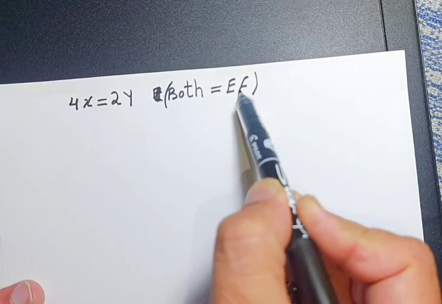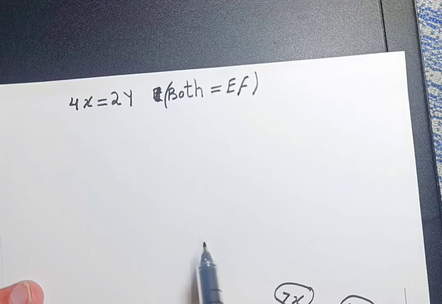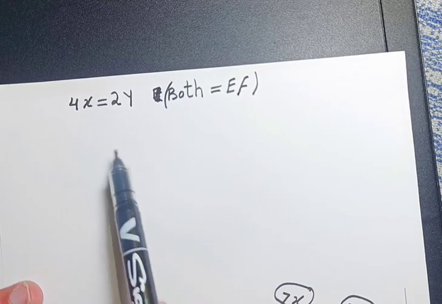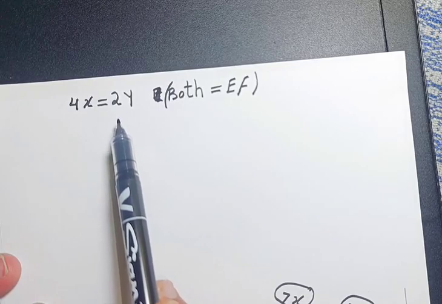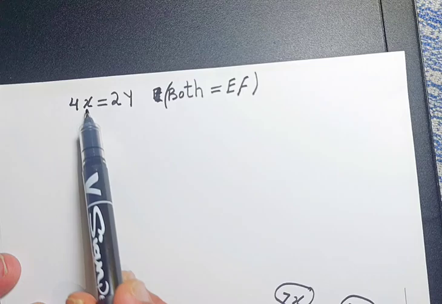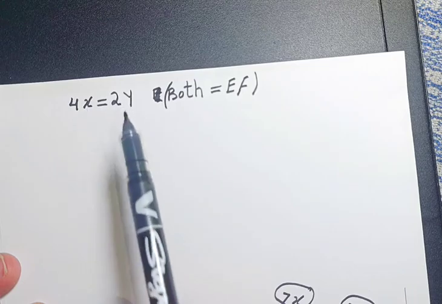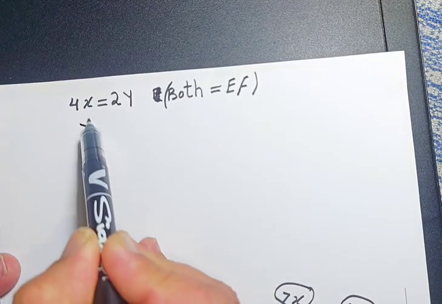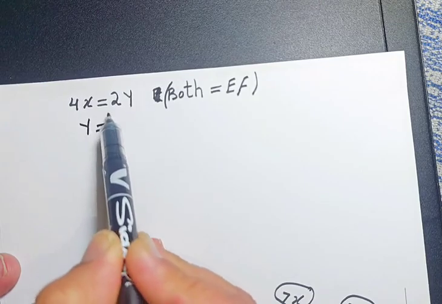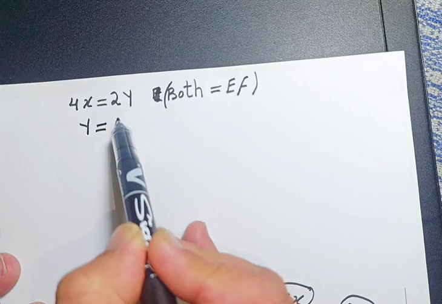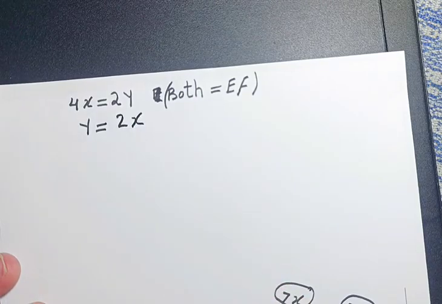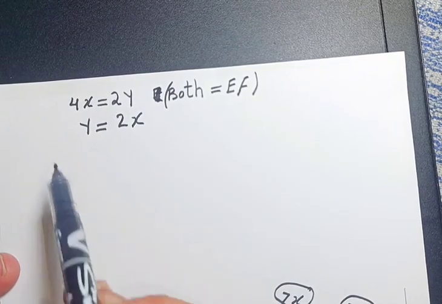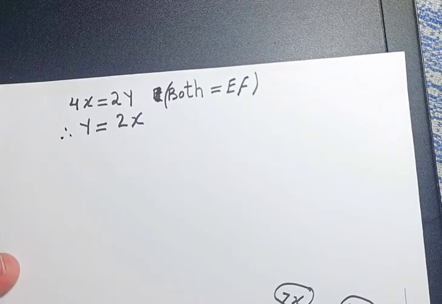So we need to equate the two expressions and isolate one of the variables. Either you can isolate x or y. I decided on y. So y is equal to, dividing both sides by 2, 2x. Therefore y is equal to 2x.